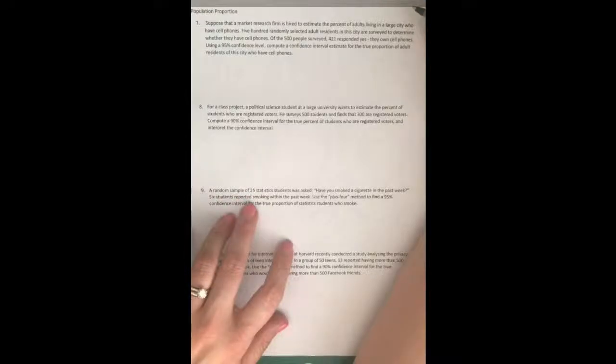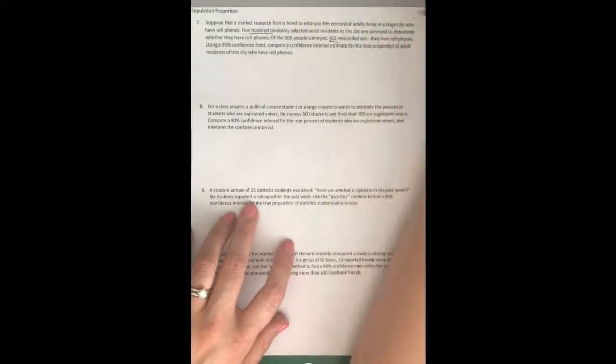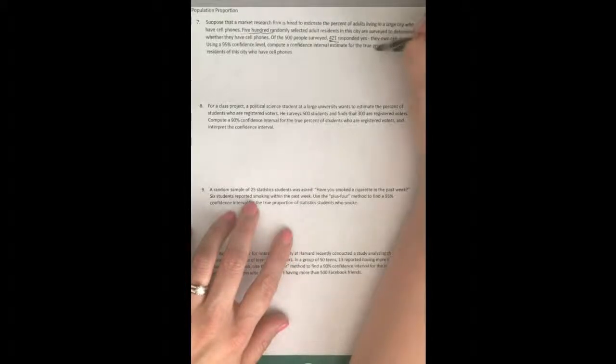Suppose that a market research firm is hired to estimate the percent of adults living in a large city who have cell phones. 500 randomly selected adult residents in the city are surveyed to determine whether they have cell phones. Of the 500 people surveyed, 421 responded yes, that they own cell phones. Using a 95% confidence level, compute a confidence interval estimate for the true proportion of adult residents of the city who have cell phones. Notice that we are being asked to find a true proportion. There's no mean or average in here anywhere.